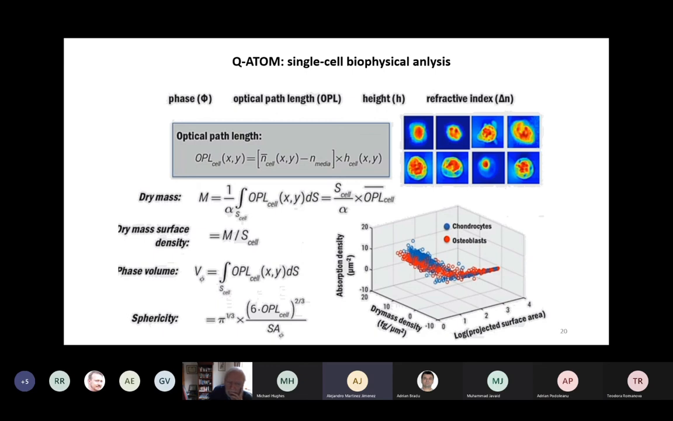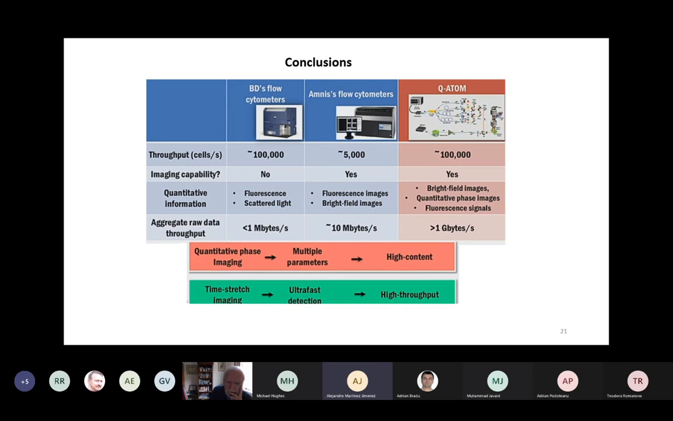chondrocytes of a bone. So let me conclude with a comparison of the technique with some conventional approaches, like non-imaging flow cytometry. In Q-ATOM, they can achieve a throughput comparable with the non-imaging flow cytometer, but with imaging capability. So to conclude, Q-ATOM is a device that potentially opens a new paradigm for multiple parameter measurement in an ultra-fast way, especially for high throughput and high content measurement. So this is all.